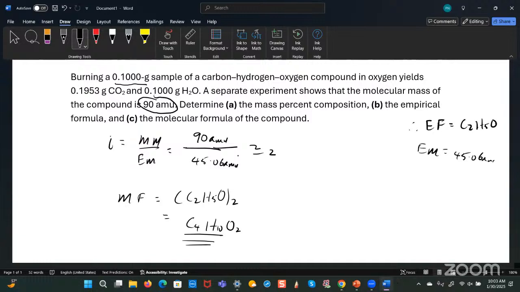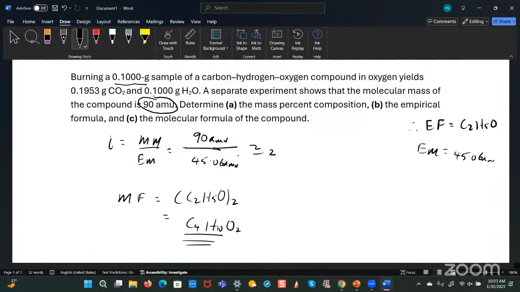All right. So this is a typical combustion analysis question. And I would say I'm 90% sure that a question like this will come on your first test. How is that for a hint? All right. Any questions about this? Any questions?